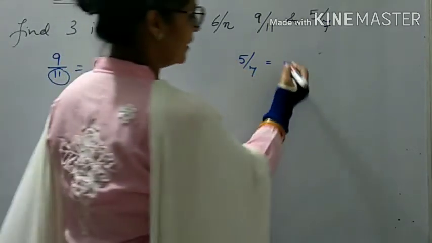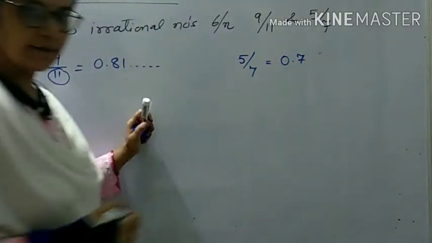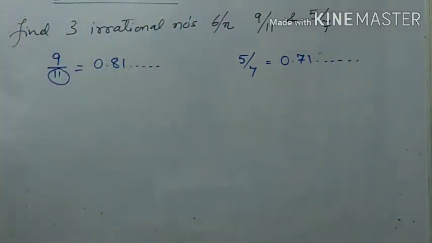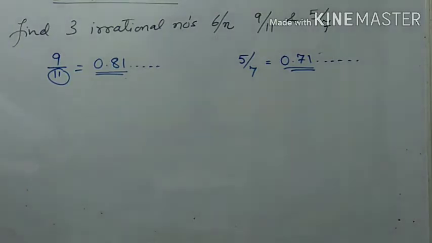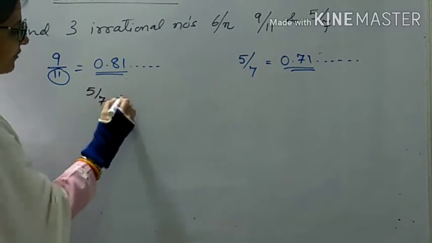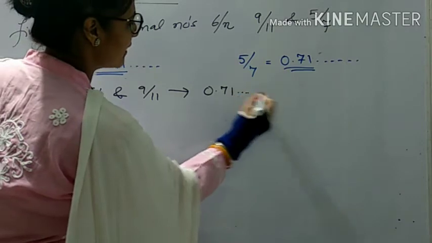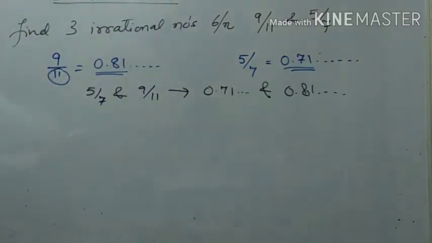And what is 5 by 7? This is 0.71 and the other decimal part will also come. So it means we have to find the irrational numbers, or the non-terminating, non-repeating numbers, between 5 by 7 and 9 by 11. It means we have to find the numbers between 0.71 and 0.81. So we can write any number. So what can we write?